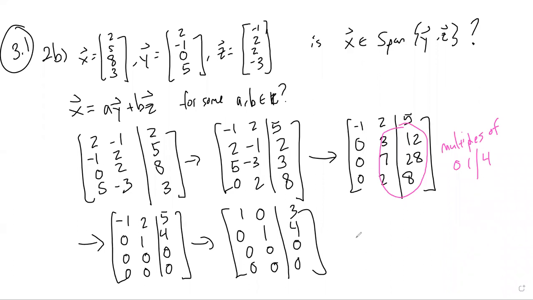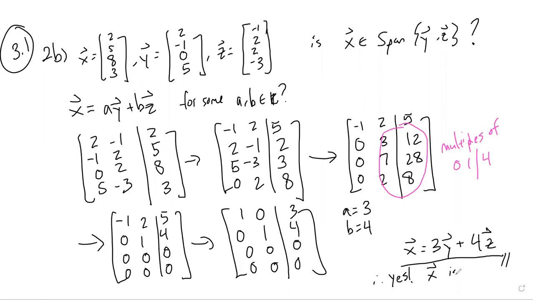But what we do get here is that a equals 3. That's what the first line says. The second line says b equals 4. And so, yes, there is a solution. It's x equals 3y plus 4z. And so x is a linear combination, or the same thing, is in the span of y and z. In other words, it's a linear combination of y and z.